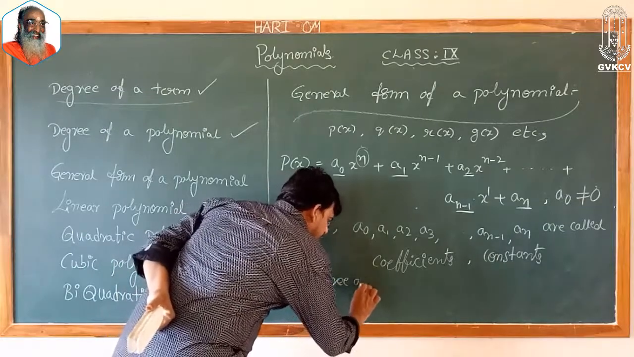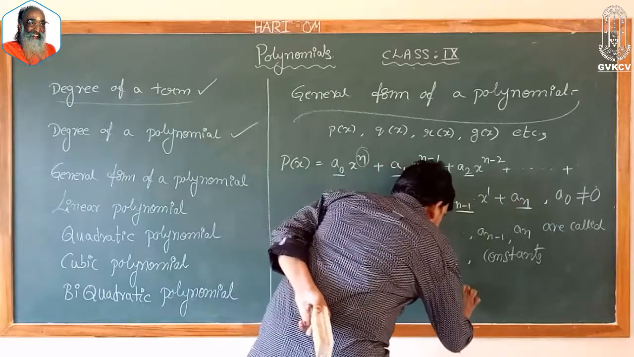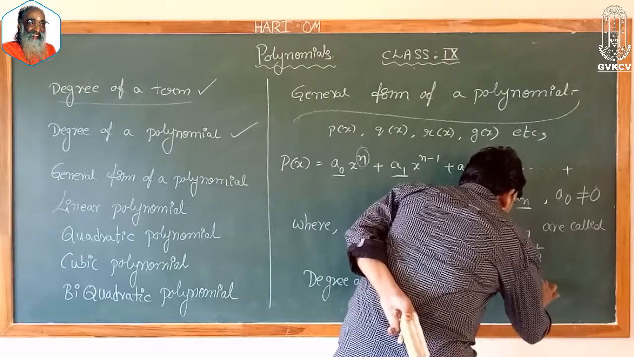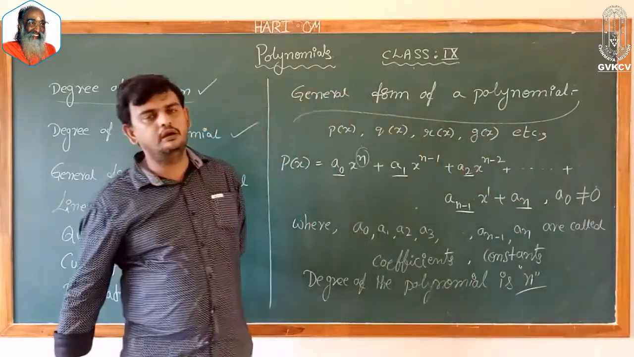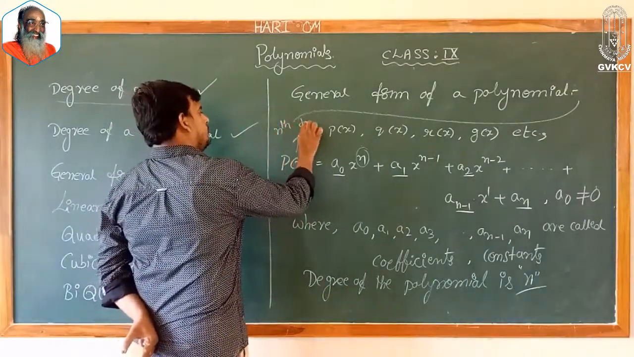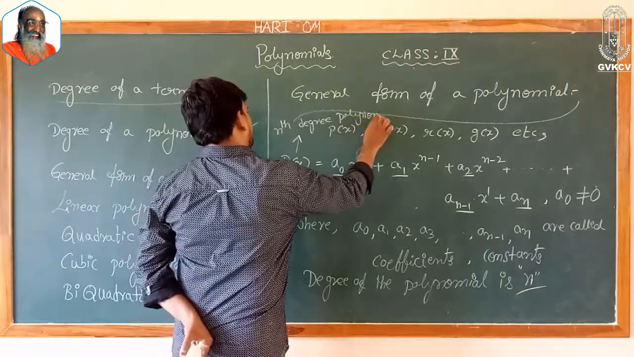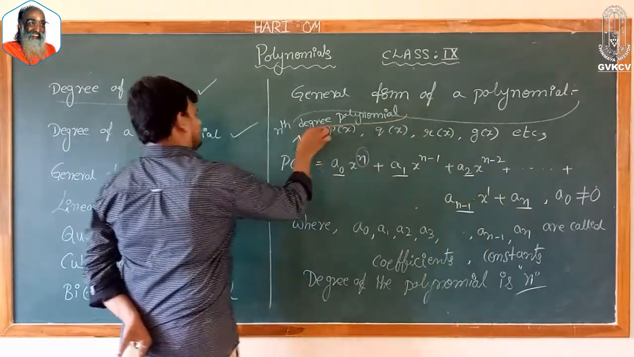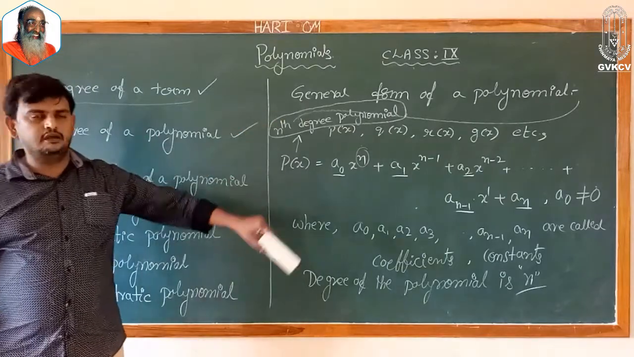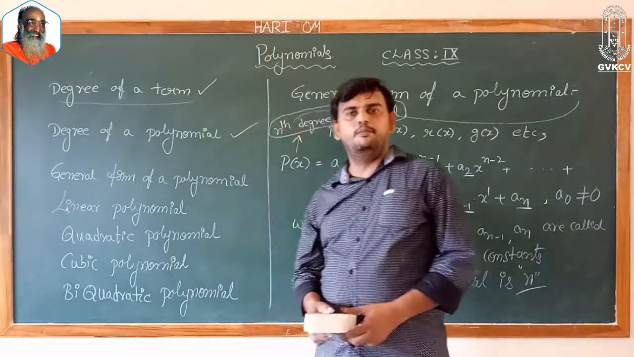So the degree of the polynomial is n. The degree of a polynomial is n. So we can call it an nth degree polynomial. This is the general form of a polynomial.